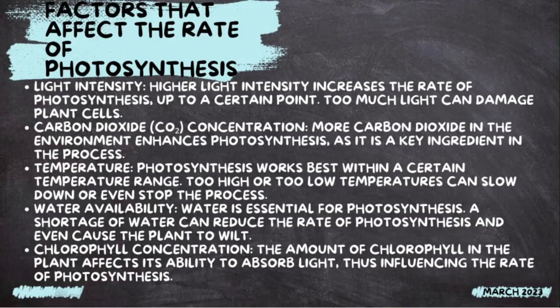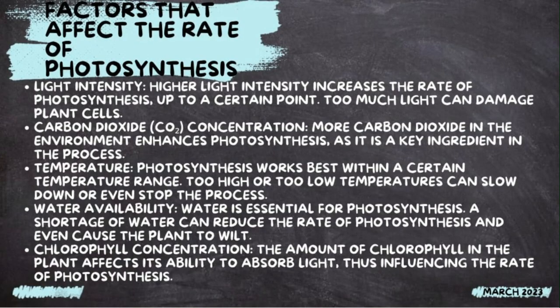The higher the light intensity, the more the rate of photosynthesis will speed up to a certain point, and we'll talk about that soon with a diagram. It will increase until it cannot increase anymore, until it levels off. As I said before, too much light can damage plant cells. You have CO2, which is needed to drive the process, so it can also become a limiting factor. Temperature too.